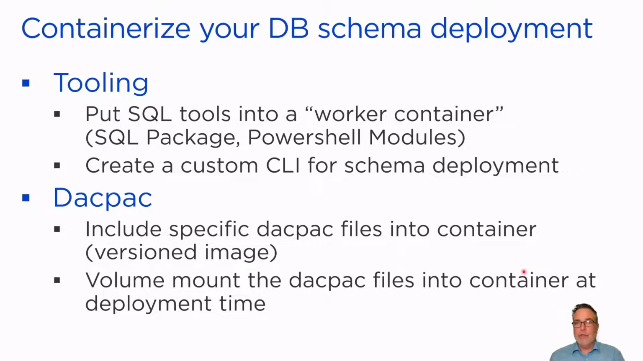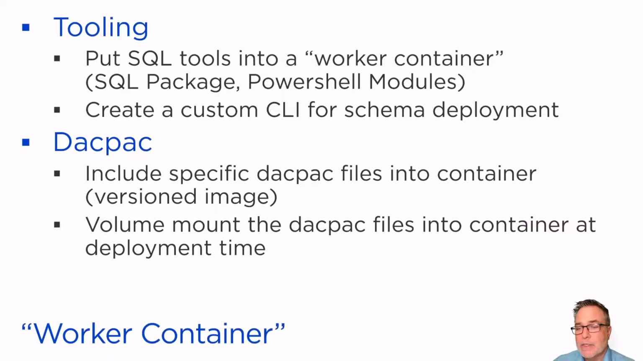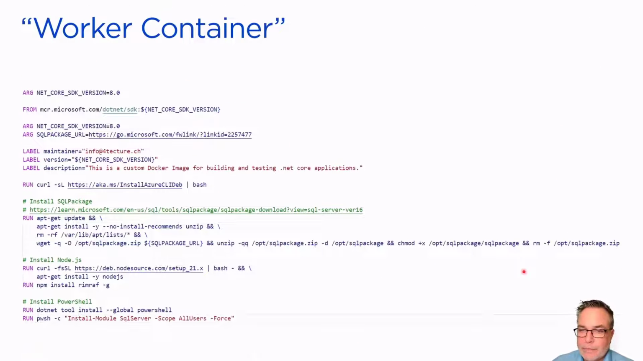And then, well, we could use containers for our DB schema deployment. So instead of deploying the SQL package to our agent, etc., we could just build it into a container, or we could also build our custom CLI around it if we need to execute some further business logic. So how do we do that? Actually we could build a worker container and just install SQL package to it, and then use this worker container in a pipeline to run our tooling.